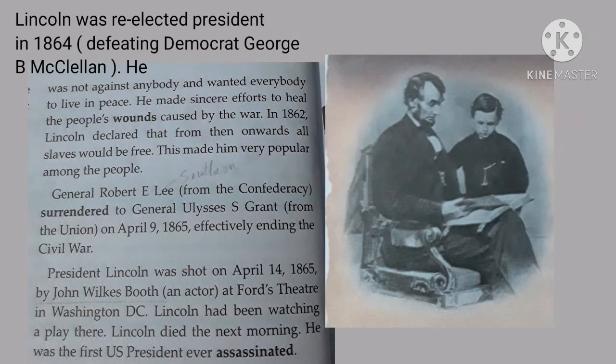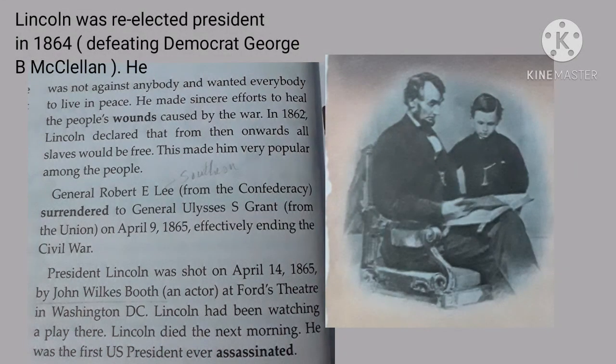President Lincoln was shot on April 14, 1865 by John Wilkes Booth, an actor, at Ford's Theater in Washington, D.C. Lincoln had been watching a play there. Lincoln died the next morning. He was the first U.S. president ever assassinated. Lincoln was a very powerful president.